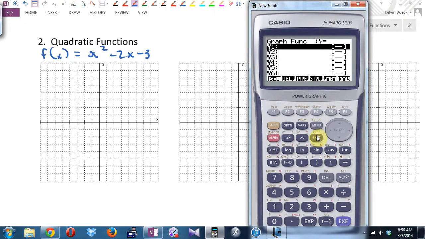Okay. And now type in the equations. Remember, this is your X button. A common mistake when kids start doing this is they want to use this as their X button. That's actually a different X, a function X, so don't use that. So X squared minus 2x minus 3.